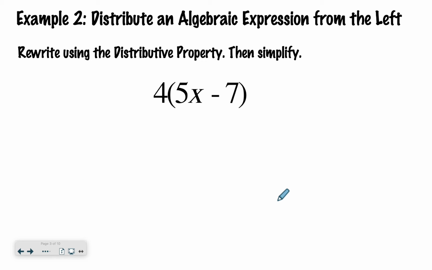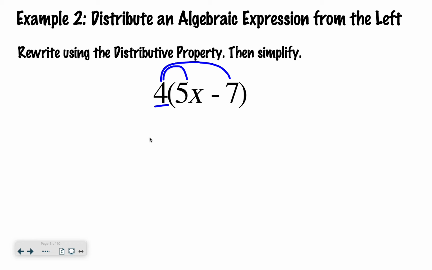All right, moving on, let's practice distributing an algebraic expression from the left. So this is the most common way that you'll see things written for the distributive property. We tend to like to have numbers outside of parentheses on the left-hand side. So in this case, it's a 4. So the distributive property is where you distribute, you multiply everything inside the parentheses by whatever's outside. We worked with this a little bit last year, and we're going to continue working with it.